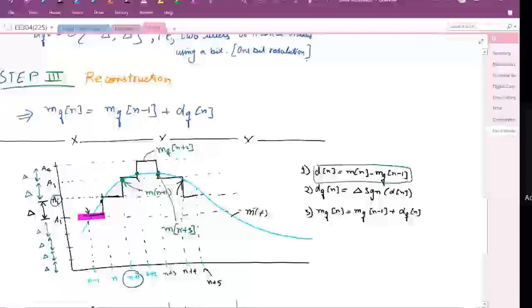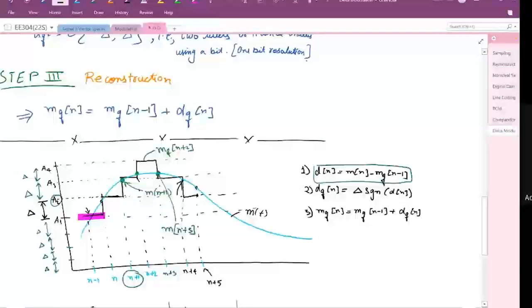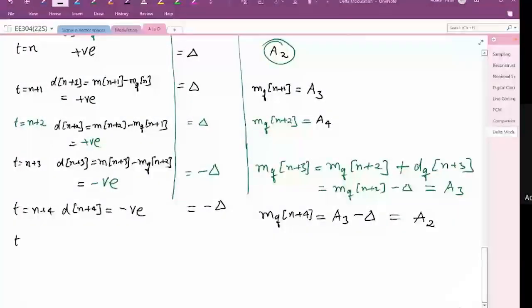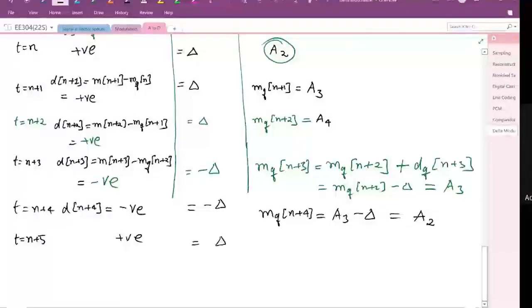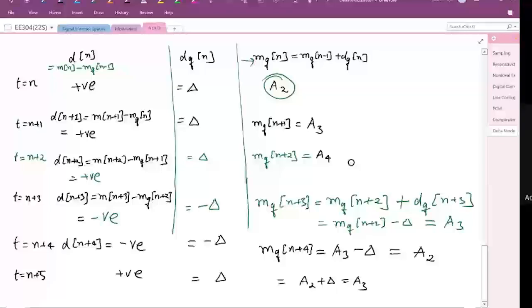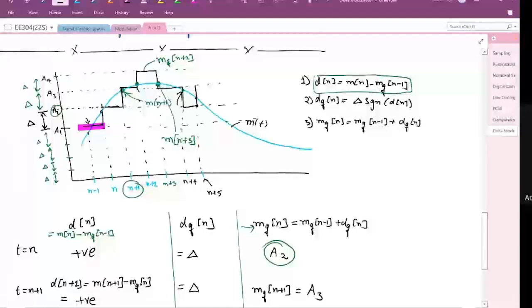If I check this point, what we are comparing is the value which the signal mt takes and the level at that point. So is this difference again positive? Yes, sir. At t is equal to n plus 5, this difference is positive. So this becomes del, and this should become a2 plus del, and that will be a3. So now this goes to a3, like this, and so on and so forth.